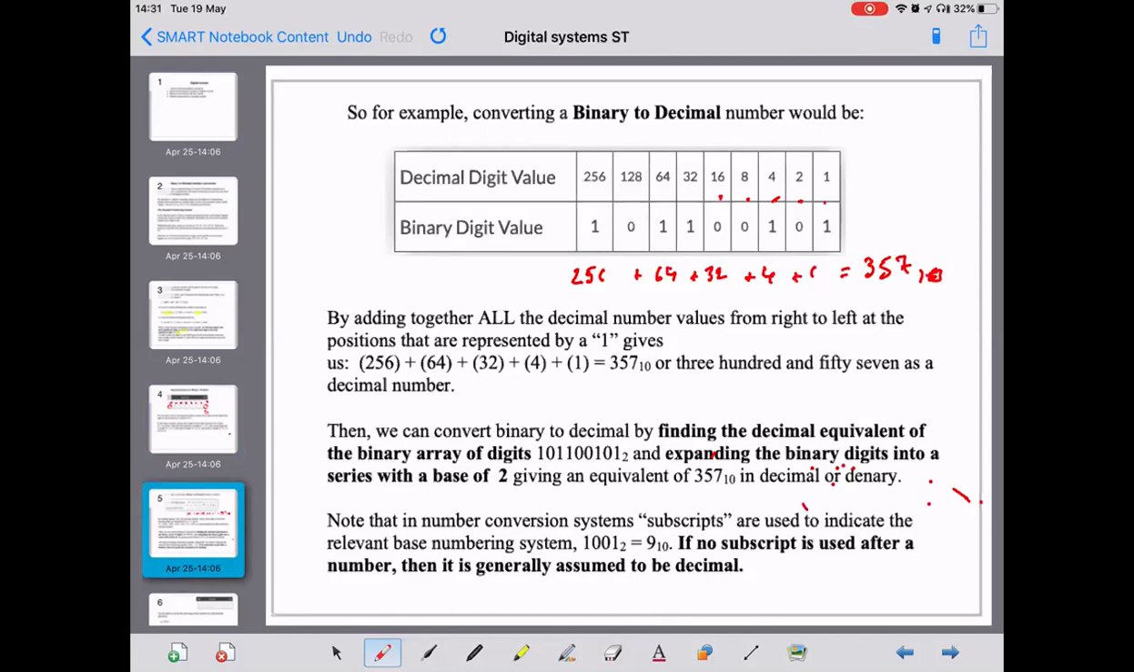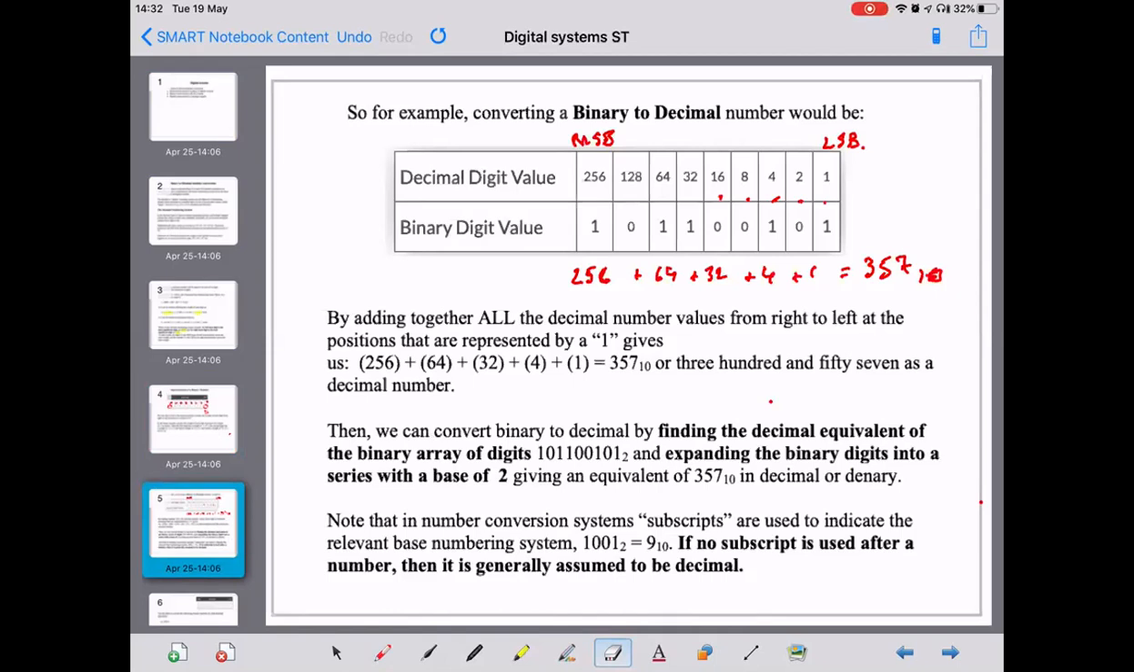So the numbers working from left to right, most significant, MSB, LSB, in any number. So in summary then, we can convert binary to decimal by finding the decimal equivalent of the binary array of digits. So they go up in a series to base 2.